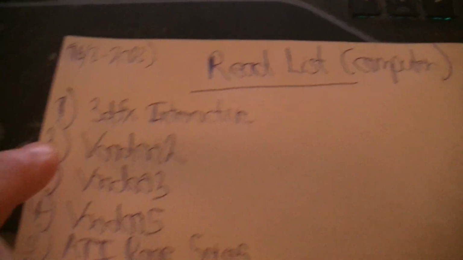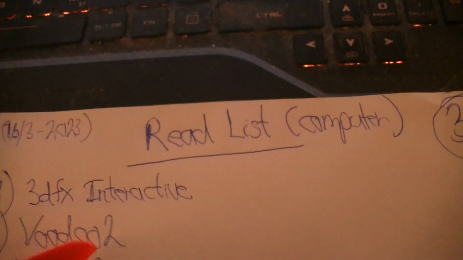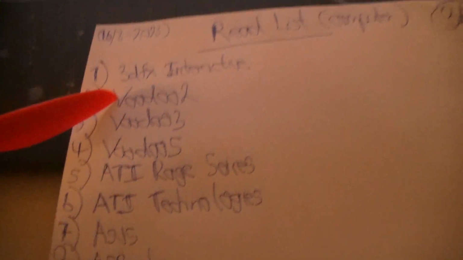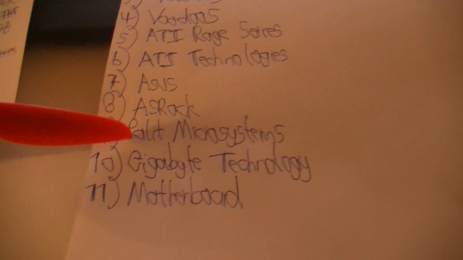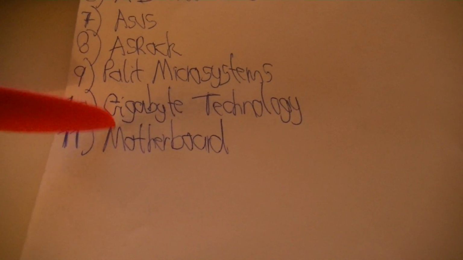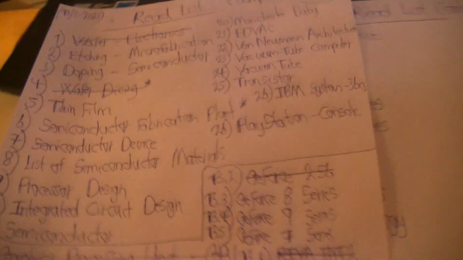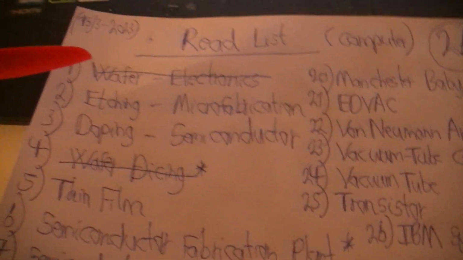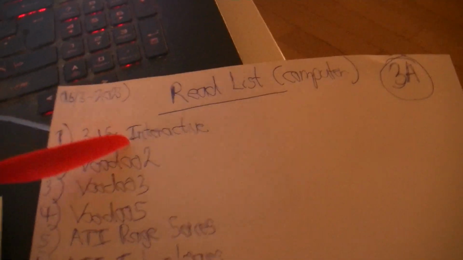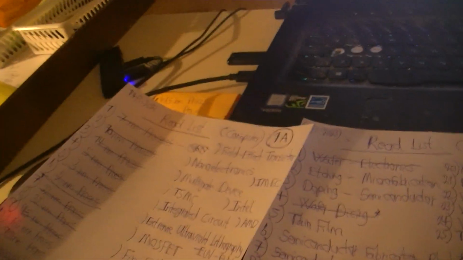And I already downloaded this: 3dfx Interactive Voodoo cards, ATI, Asus, ASRock, motherboards. So that's a lot of PDF. So many of these, I don't have any of them open because this is full, but I have all this open. These two pages open. Now this fell on the floor.